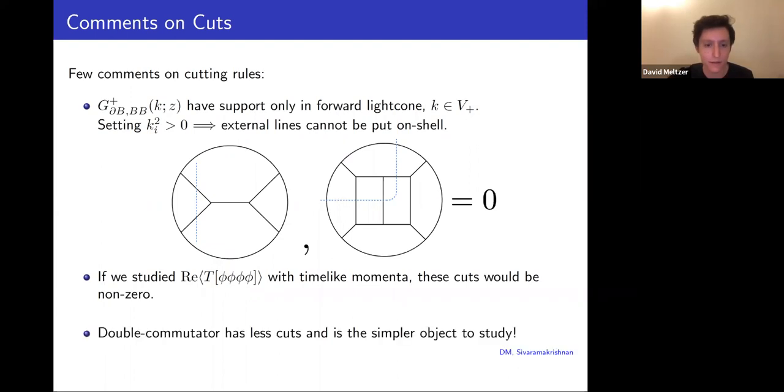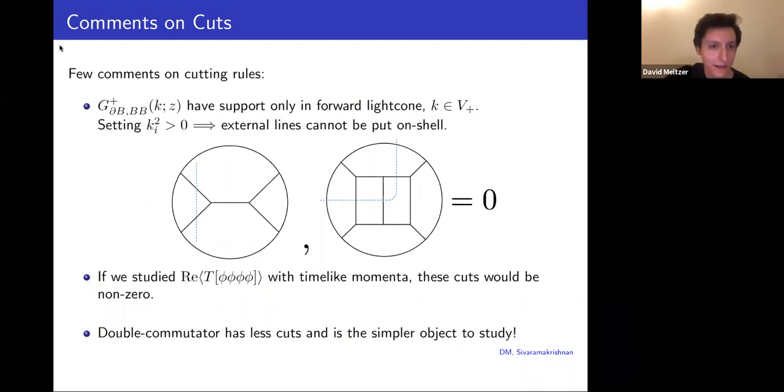So I think this is a surprising result. It tells us that the double commutator has fewer cuts than the real part, and is really the simpler object to study. And this is also why dispersion relations in terms of the real part, I don't think, have been studied that much. It's because I'd have to compute these kinds of cuts, and these cuts don't factorize my diagram in any nice way. And I can make that a little clearer.